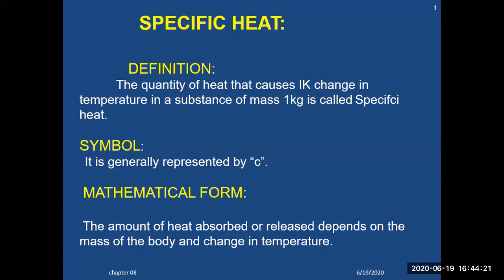Specific heat definition: the quantity of heat that causes a 1 Kelvin change in temperature in a substance of mass 1 kg is called specific heat. But if you look, there are three types of specific heats.